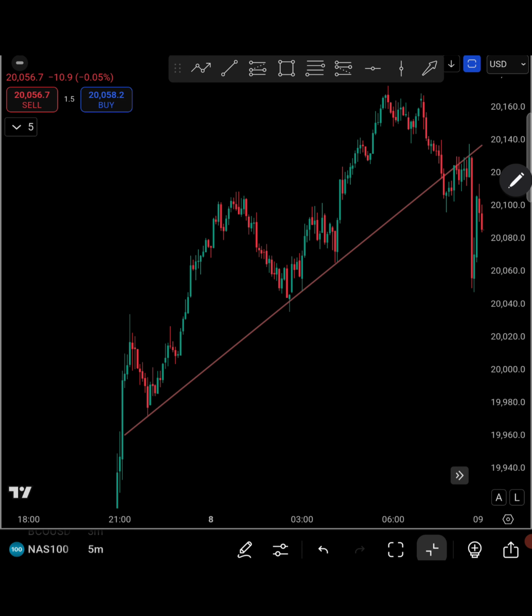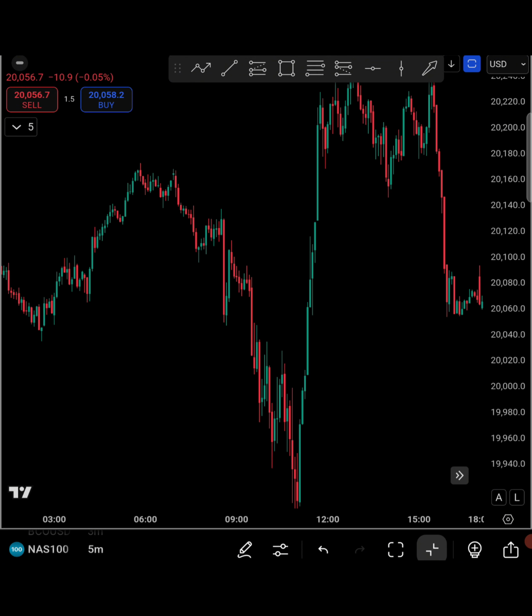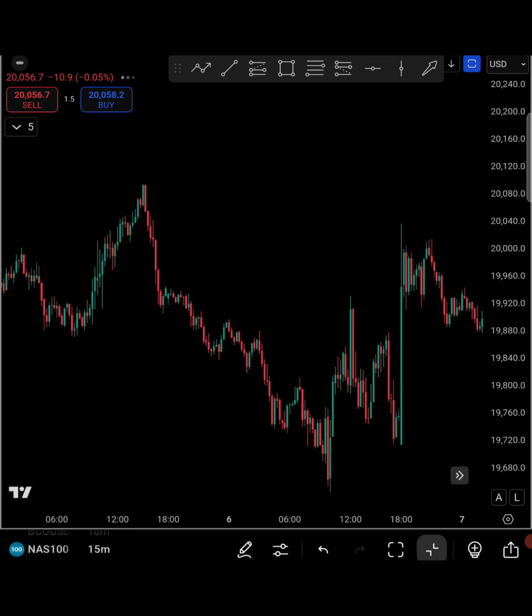Now we will focus on the downtrend. Let's do 15 minutes just to show you that all time frames work on this.